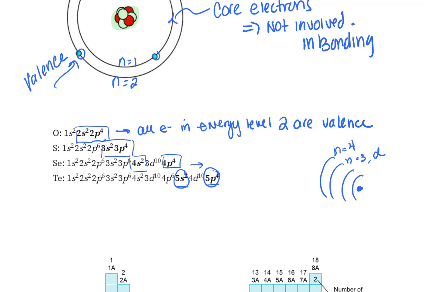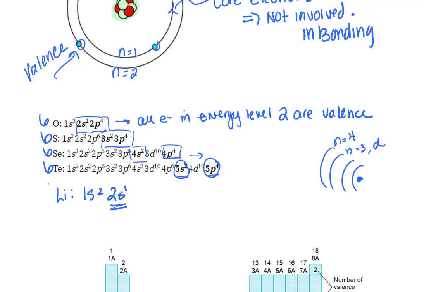If you had something simpler, like lithium, you'd have 1s2, 2s1. This would be your outermost shell of electrons, and so your 1 electron in the 2s1 would be your valence electron. Notice how oxygen has a total of 6 valence, sulfur has 6 valence, selenium has 6 valence, tellurium has 6 valence.